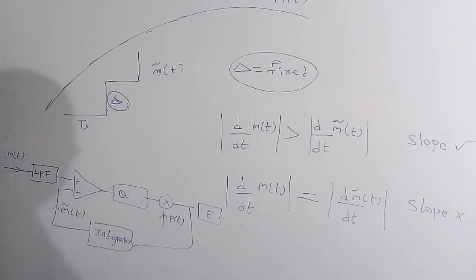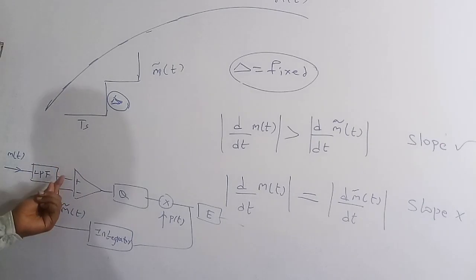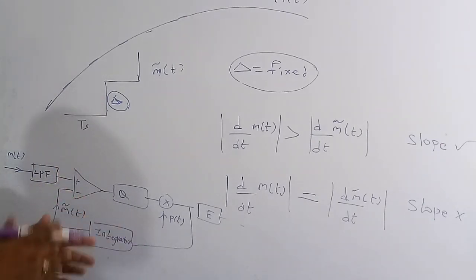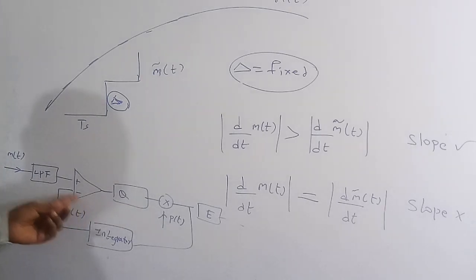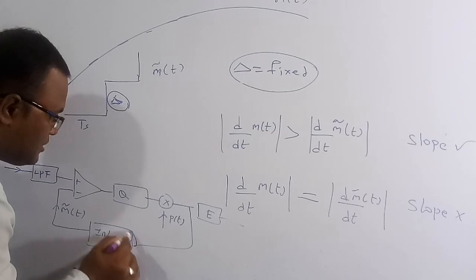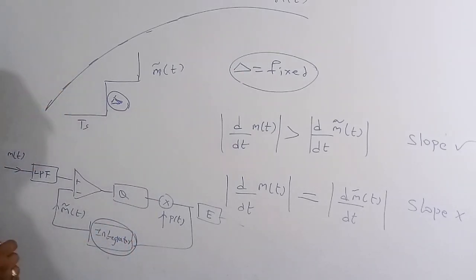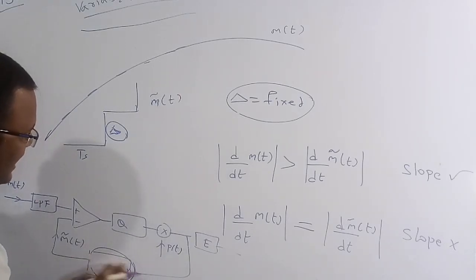If you see carefully here, this is the message signal and this is a low pass filter. I have already told you the true meaning of the low pass filter: in order to cut down infinite frequencies to finite frequencies, because we can't transmit infinite frequencies in a channel. Then there is a comparator. This comparator is going to compare m of t and m cap of t. Now what we have to do is, in place of a normal integrator, we have to keep a variable slope integrator. So we have to remove this integrator and keep a variable slope integrator.